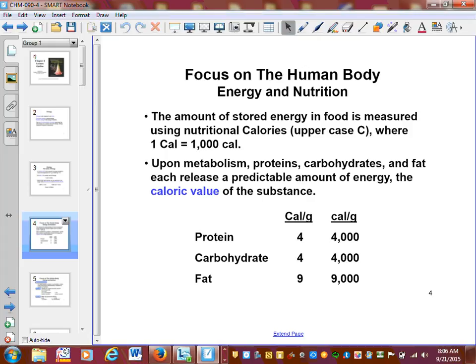When we eat, the process of breaking down the food is called metabolism. Proteins, carbohydrates, and fats release a predictable amount of energy. It's called the caloric value. So, proteins contain 4 nutritional calories per gram. Carbohydrates contain 4 nutritional calories per gram. Fat contains 9 nutritional calories per gram. So fat really has more energy per gram than proteins and carbohydrates.